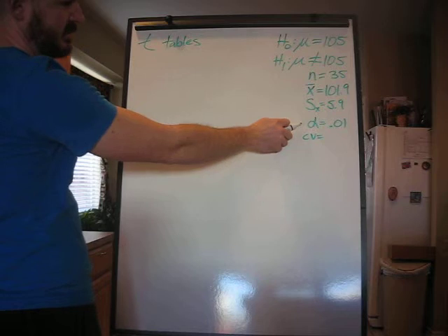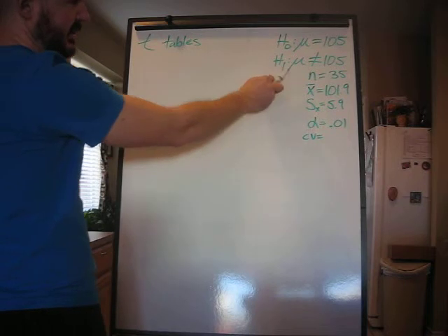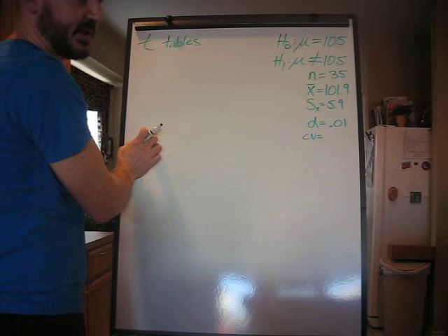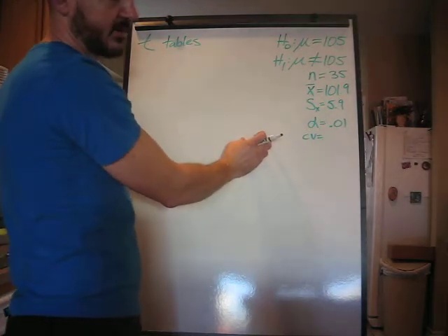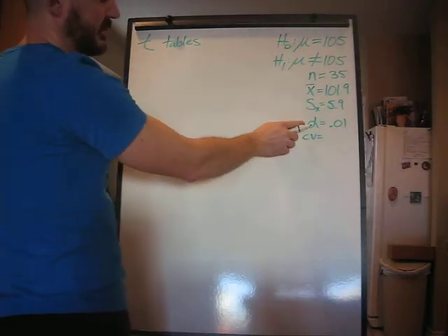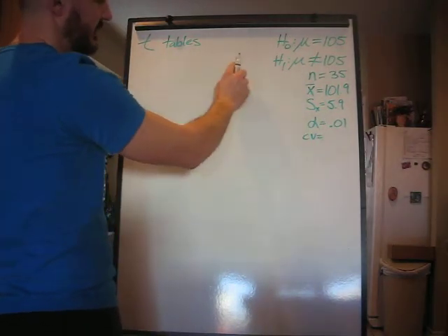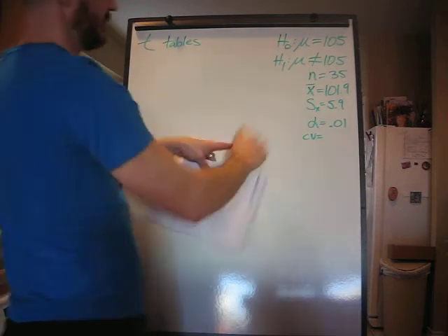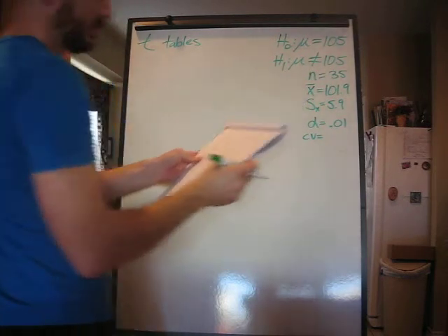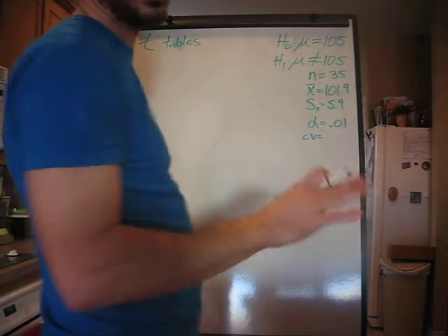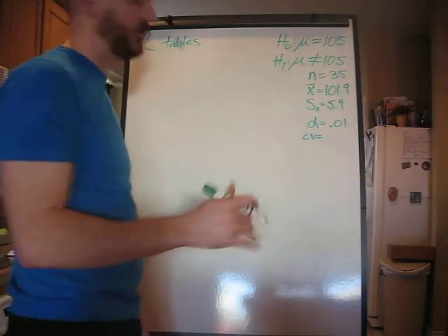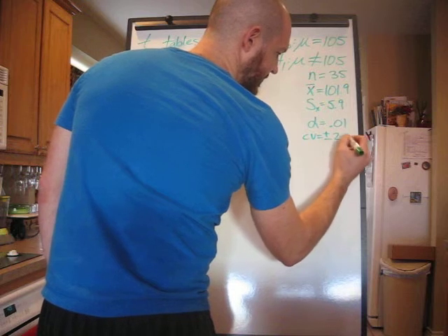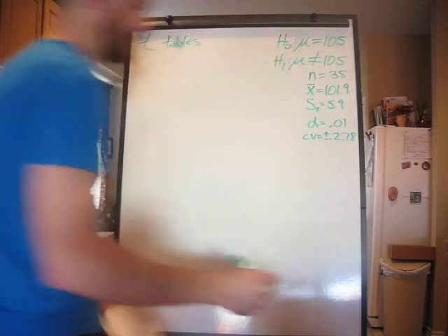And our alpha is 0.01. Because this is a two-tailed test, we need to split that. We want equal tails on the left and the right. So 0.005 on the top and 34 on the left brings you to 2.78. Now it's not just 2.78, it's plus or minus 2.78.